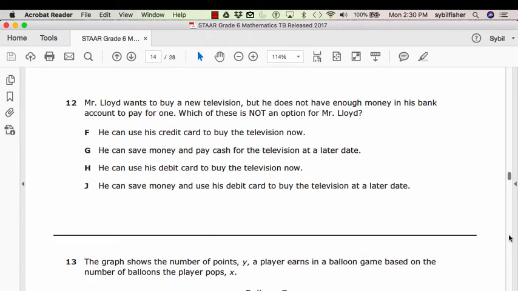Number 12. Mr. Lloyd wants to buy a new television, but he does not have enough money in his bank account to pay for one. Which of these is not an option for Mr. Lloyd? F. He can use his credit card to buy the television now. G. He can save money and pay cash for the television at a later date. H. He can use his debit card to buy the television now. J. He can save money and use his debit card to buy the television at a later date.